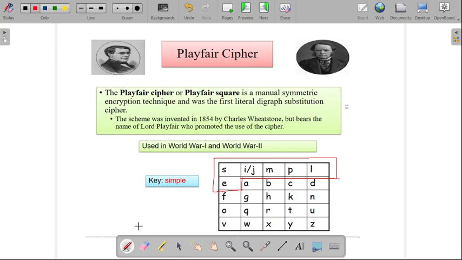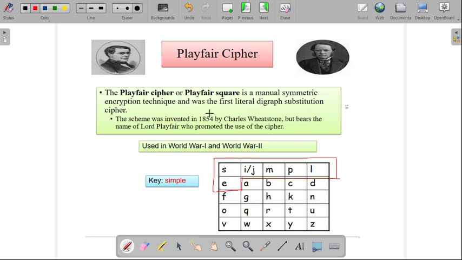Hello everyone, in this video we will see what is meant by the Playfair Cipher and its examples. The Playfair Cipher is also called a Playfair Square. It is called a symmetric encryption technique. We are using the same key for encryption as well as decryption.